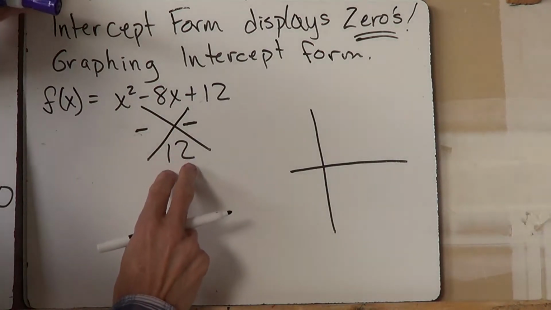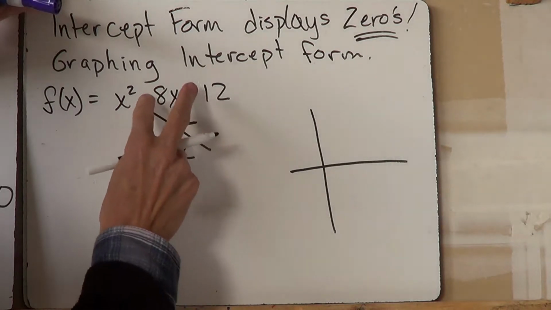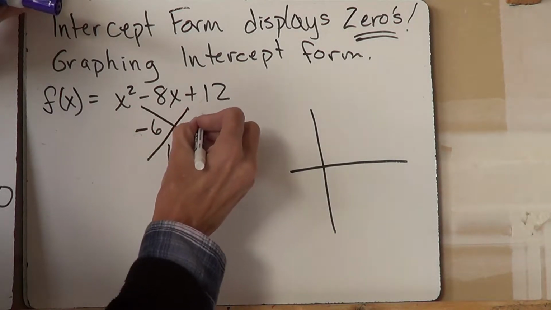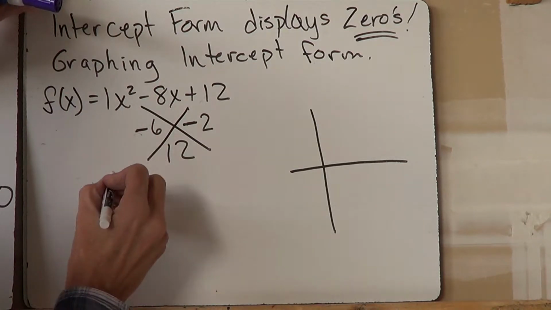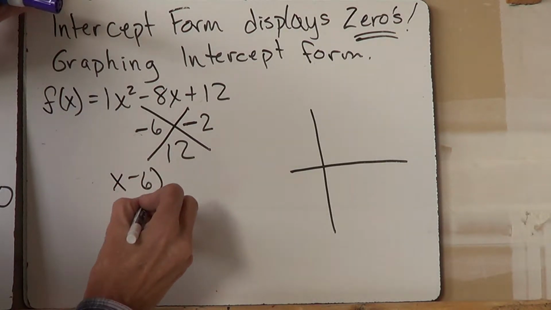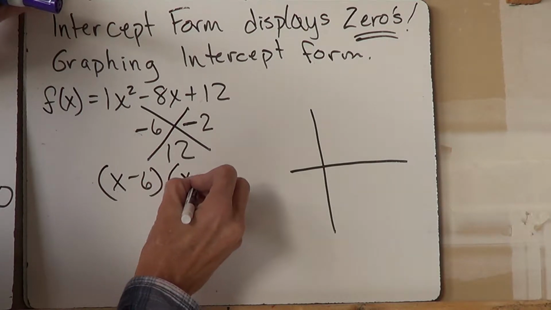The 2 numbers that I can think of that multiply to be 12 and add to be 8 would be 6 and 2. Now, because there's a 1 out front, I can just go straight to my answer: x minus 6, x minus 2.